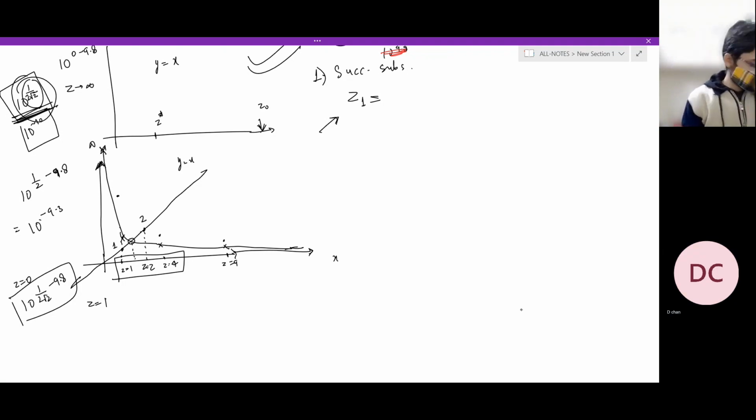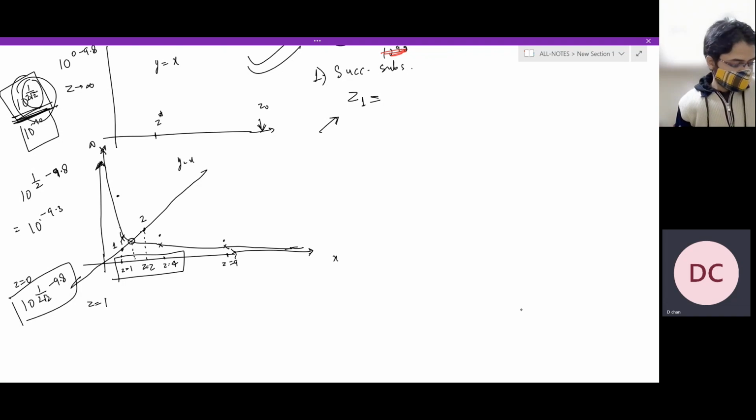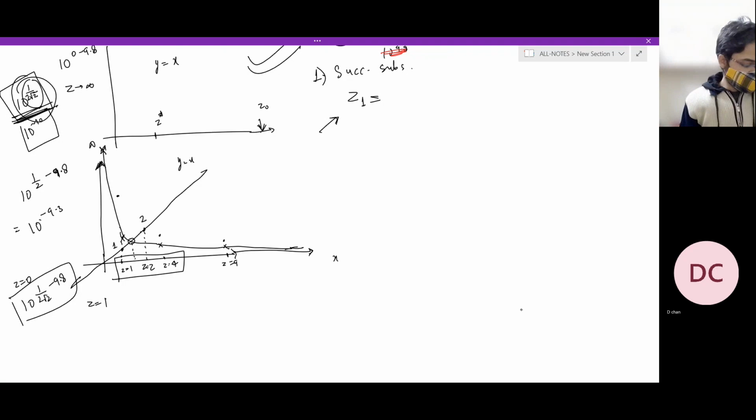What is the value? 5.01 into 10 to the power minus 10, sir. Okay, so it is a really low value, right? Yes, sir.